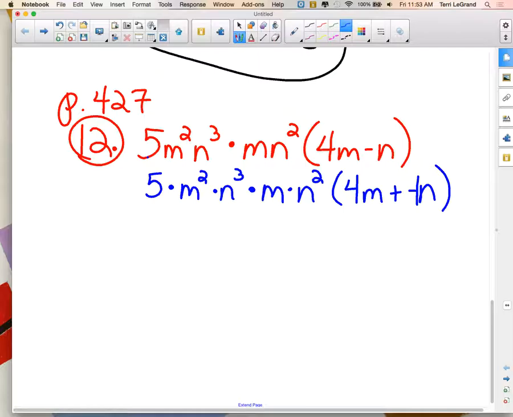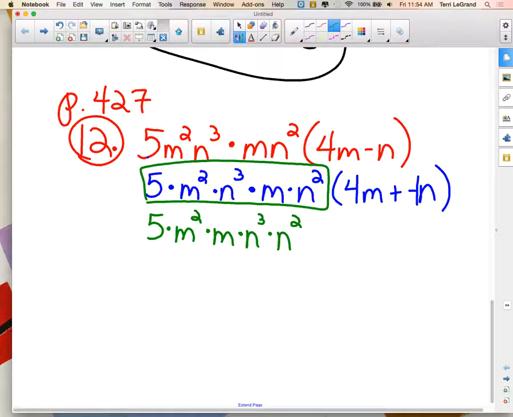Cody? Should we rearrange the 5 times m to the second power times n to the third like 5m to the second power times m times n to the third times n to the second? Could you do that too? Okay, tell me how you want to rearrange it. 5 times m to the second times m times n to the third times n to the second power. Okay, so can we do that right there? Is there any addition or subtraction going on in there? Just look at this part right here. This is where he's working. Is there any addition or subtraction going on in that? No.